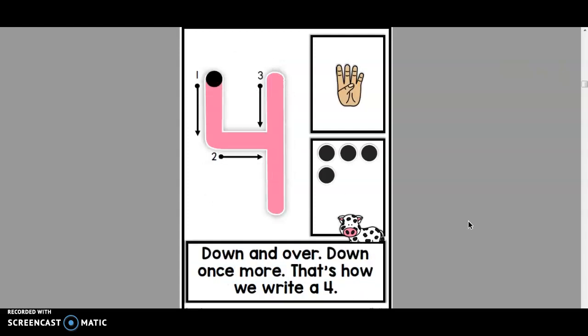Okay. This is number 4. This is how we show number 4 with our fingers, and we have 4 dots. 1, 2, 3, 4. And this is how we draw it. You can draw it with your finger in the air. You go down, you go this way, and then you go down again. Okay?